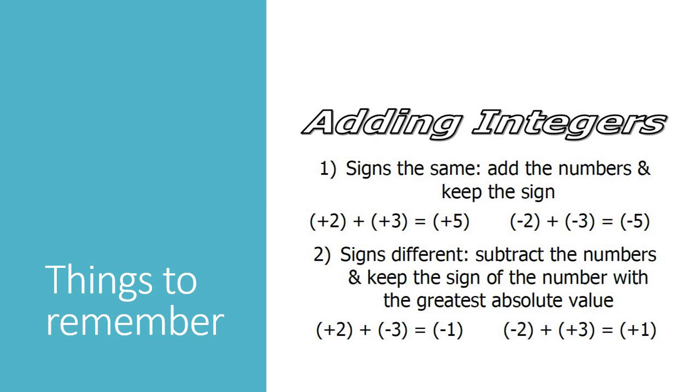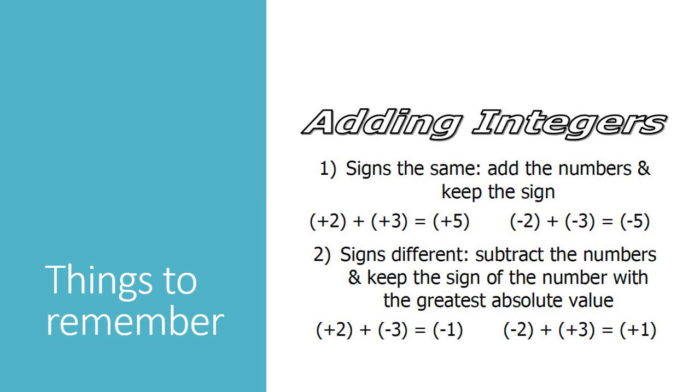In that case, subtract the numbers and keep the sign of the number with the greatest absolute value. Means if one is positive and the other is negative, you just subtract the numbers. How will you subtract? Subtract the smaller number from the bigger number without considering its sign. And then whatever answer you get, keep the sign of the number which is greater.